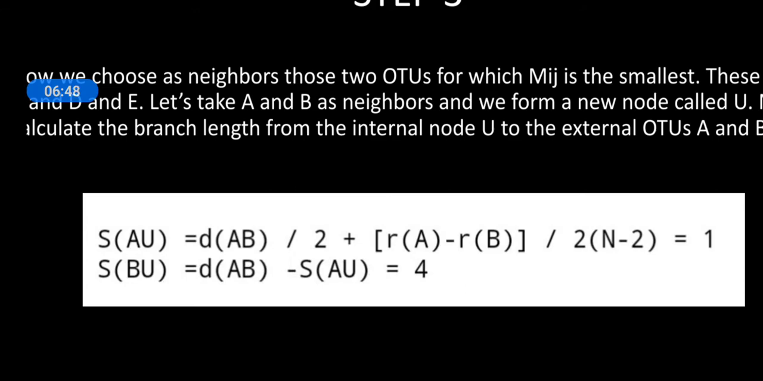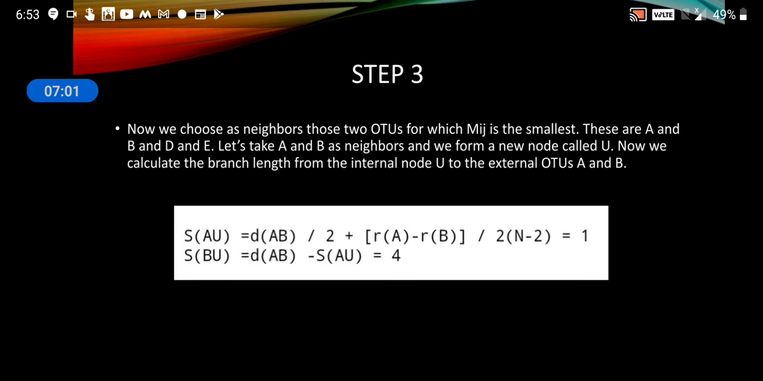For the other one, S of BU will be D of AB minus S of AU. So that is equal to 4.